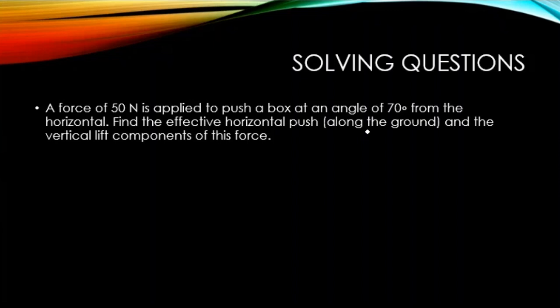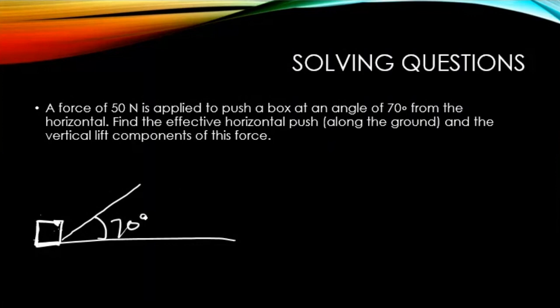So in solving this question, the best thing to do is to illustrate it with a diagram. So the box is lying on the ground, and we have a force of 50 newtons applied to push it. So this is the force applied to it. It's at an angle of 70 degrees, meaning here is 70 degrees.